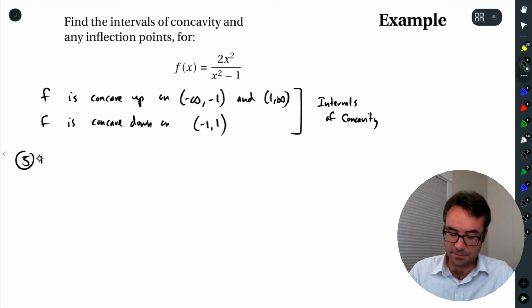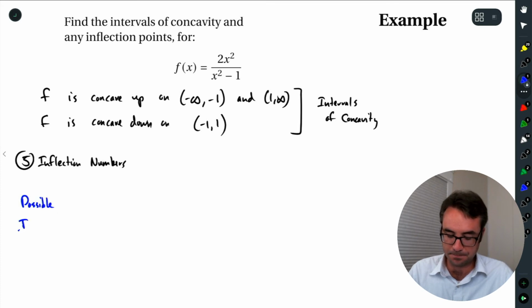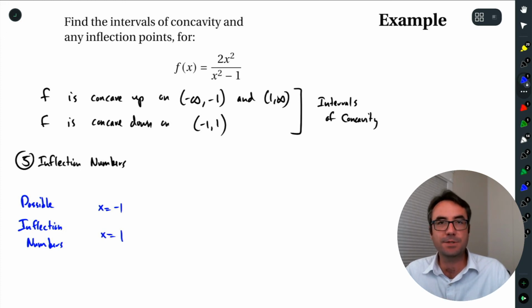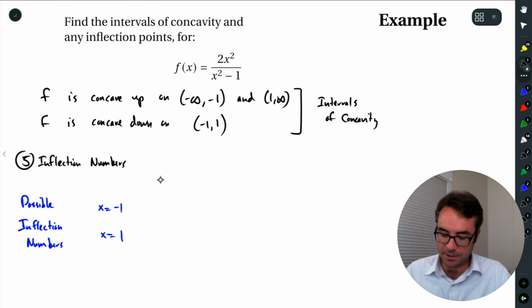So this is step 5, inflection numbers. Let's write out our possible inflection numbers. What did we find when we were doing our sign chart? Well, we found x equal to negative 1 and x equal to positive 1. And now we have to go through those extra conditions. We have to check both of them. So what are those extra conditions for it to be an actual inflection number? Well, we need it to be in the domain of f, and there has to be a change in concavity.